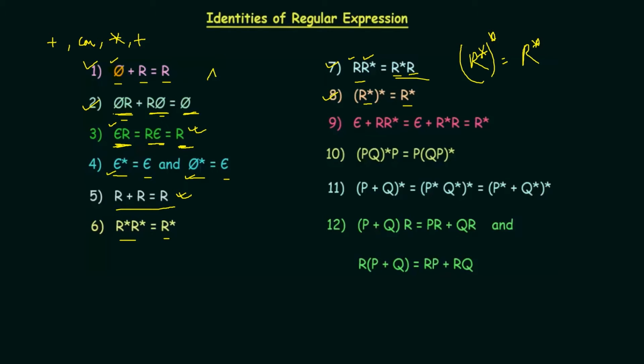So this is no problem. Next one, epsilon plus r dash. Now you can see that this one is actually fetching this one. Okay, there is no problem. Now what is happening? This thing is actually r plus. Okay, that means if you don't recall this, please refer to my lecture on regular expression and regular language.